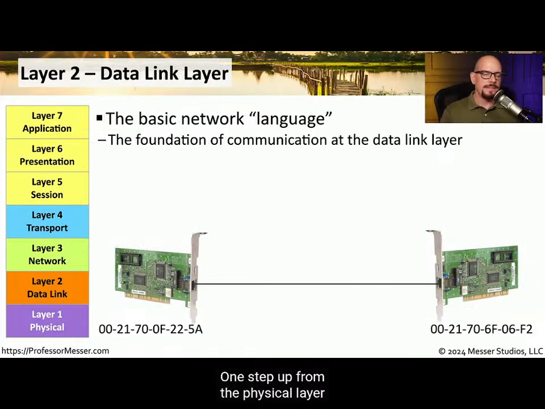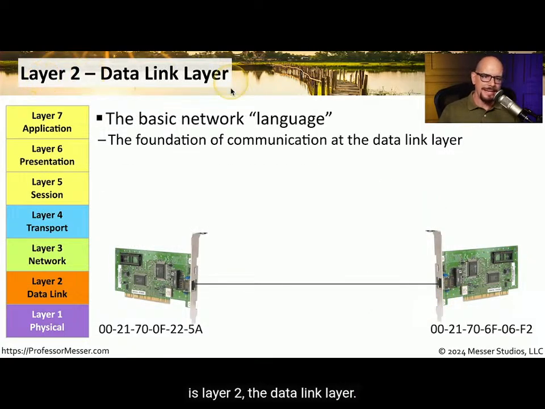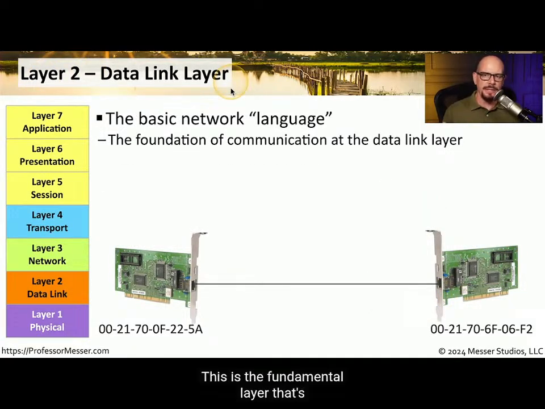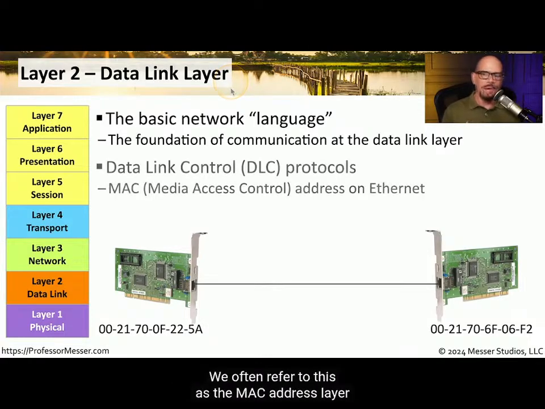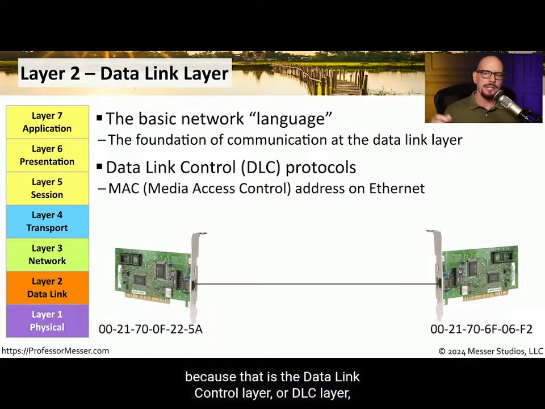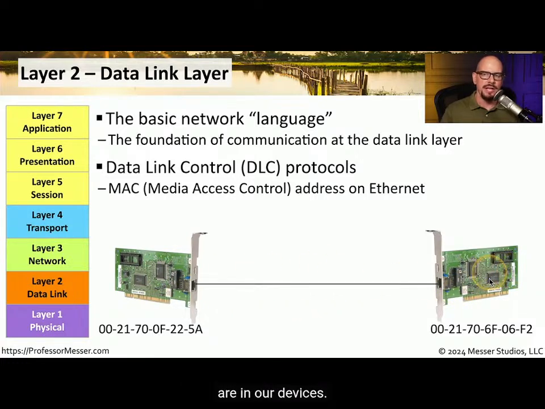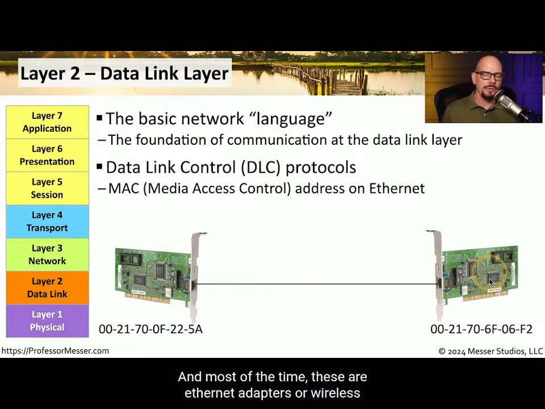One step up from the physical layer is Layer 2, the data link layer. This is the fundamental layer that's used to communicate between two devices on the network. We often refer to this as the MAC address layer because that is the data link control layer, or DLC layer, that is commonly associated with the network cards that are in our devices. And most of the time, these are Ethernet adapters or wireless adapters, and we refer to that physical address on that device as the data link control address, or the MAC address.